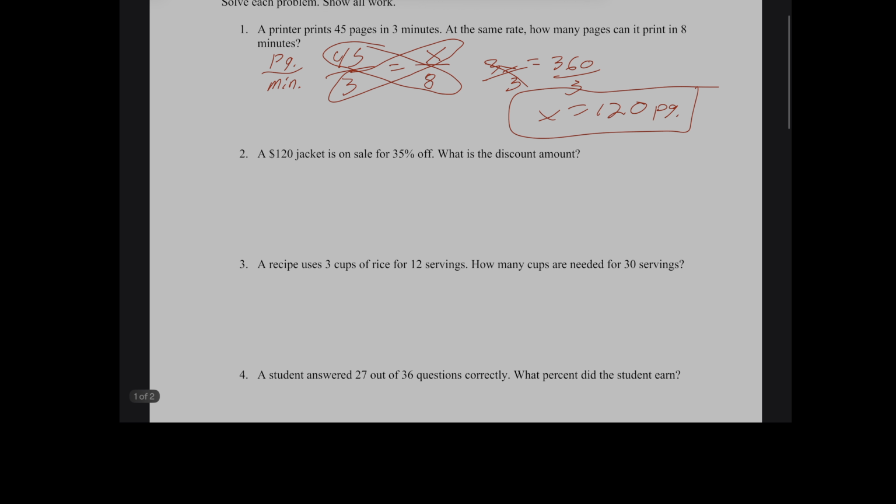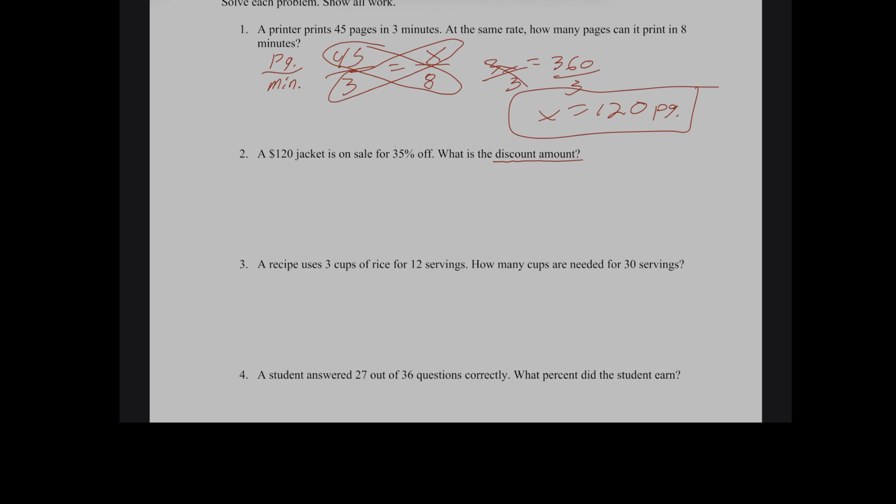Number two, a $120 jacket is on sale for $35 off. What is the discount amount? This is not a proportion problem. This one, we just got to know how percents work. And remember, the word of means times. And they want to know the discounted amount. It's not a rate of change. They're not asking a percent increase or decrease. They just want to know how much money is off the jacket.